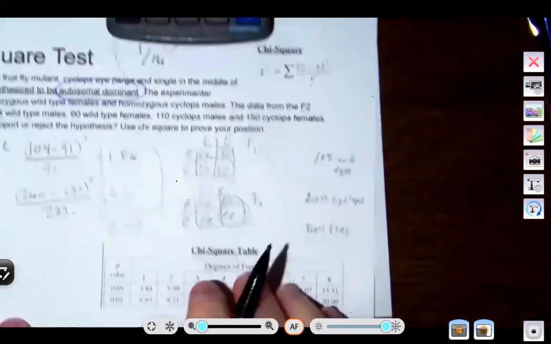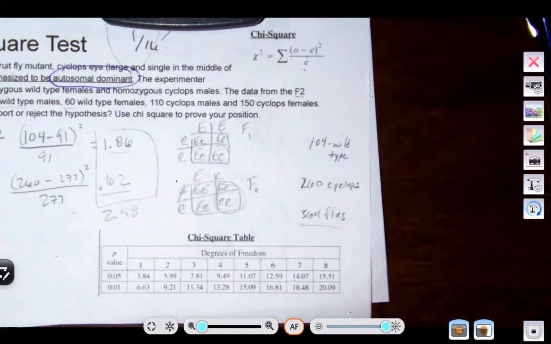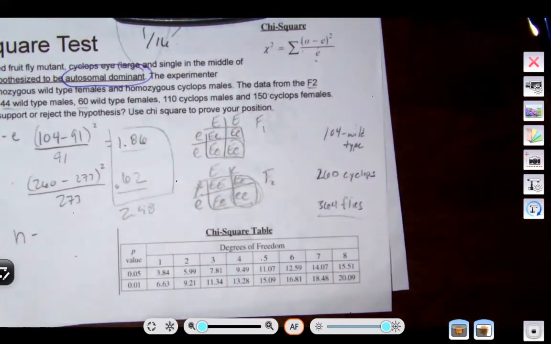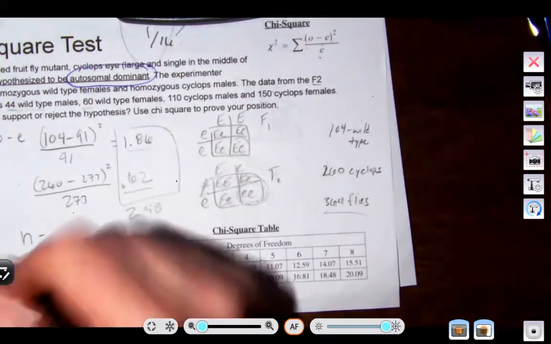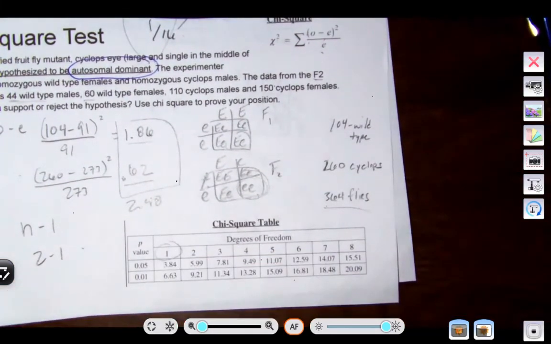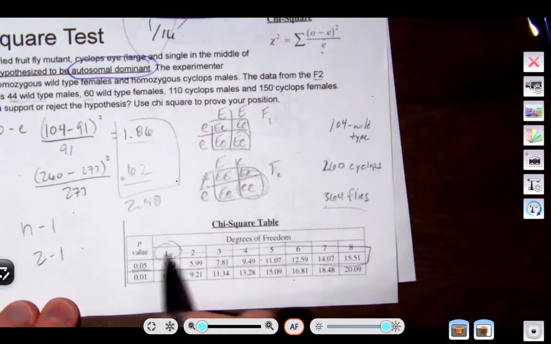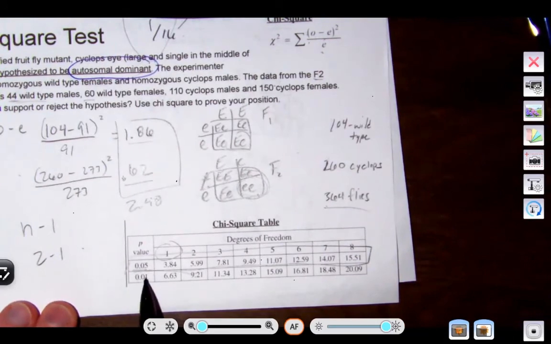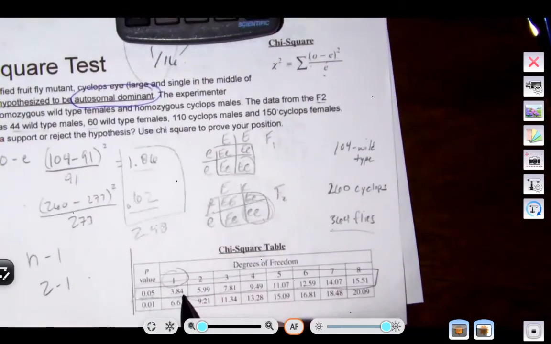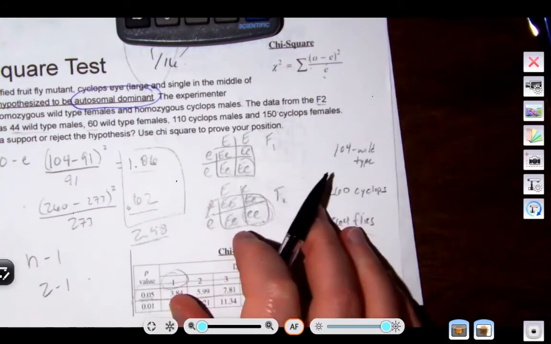Now, to figure out my degrees of freedom, I need to take n minus 1, where n is the total number of groups. In this case, I've got 2. So n minus 1 is 2 minus 1. So my degree of freedom is 1. So here's the number I'm looking for. I'm going to go with the 0.05 because that's the one we always use in AP Bio class. 0.01 would be used more for statistical analysis in an actual lab, but for the most part we use this. Or I think we use a different number, a slightly bigger number. And we're looking for 3.84. Now my answer was 2.48.